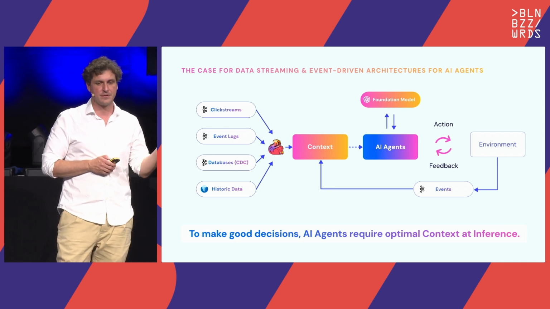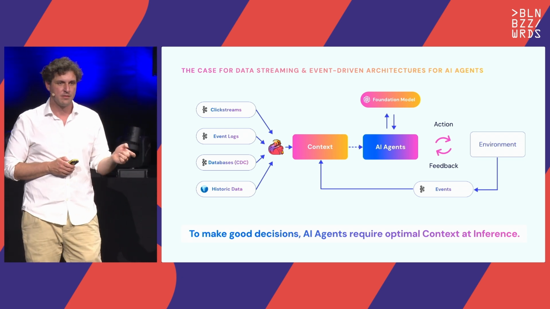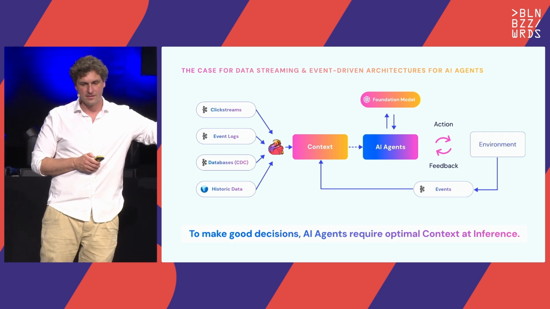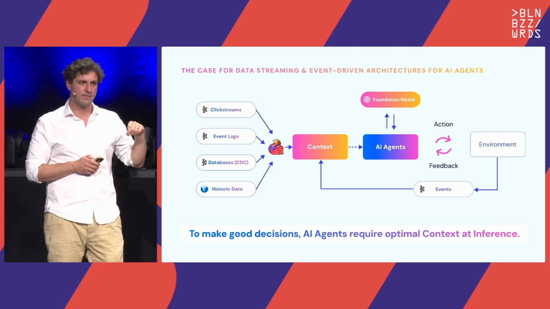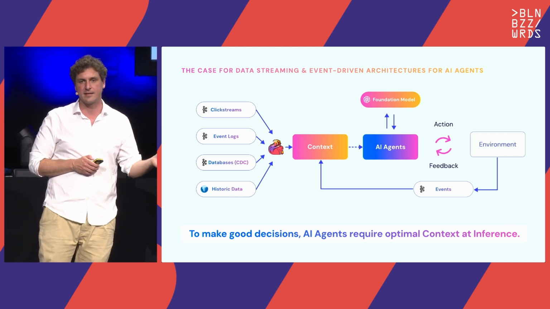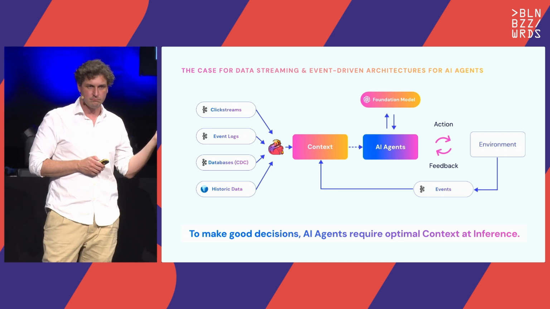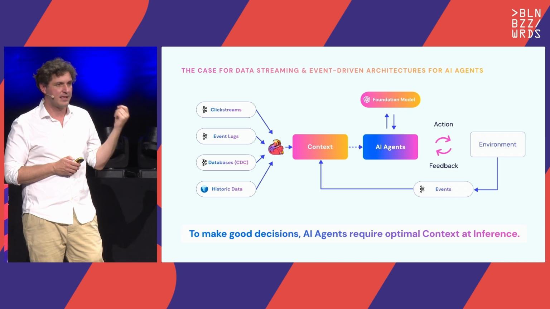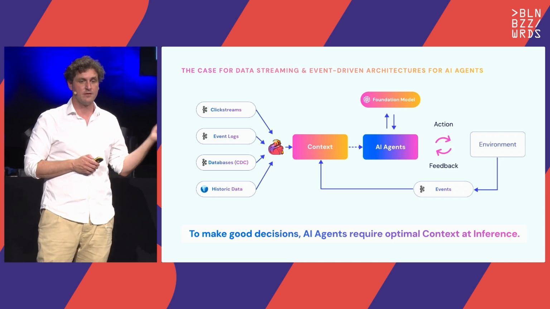So you not only have a full log of all the decisions a specific agent made, but you also have a full log of the results this created in the environment that you can observe. And for the very first time, you can actually create something like accountability for decisions being made that is not possible today in a mostly human-driven decision-making world. And in that sense, we really believe that to make good decisions, AI agents require optimal context and inference.